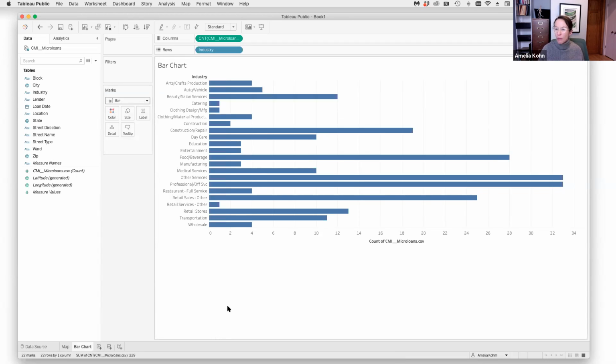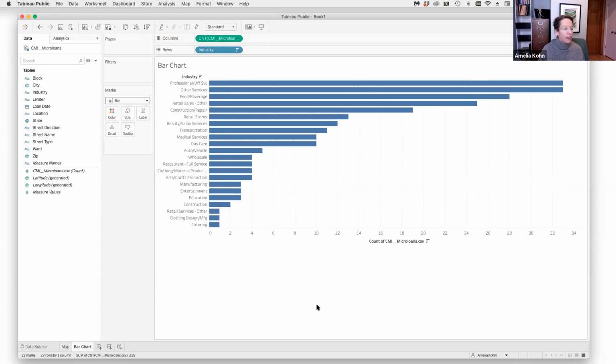And we talked about before about showing order. Well, these are out of order, right? Because the industries that had the most loans are right here in the middle. So Tableau has a little icon that you could automatically put your rows in descending order. So I'm going to click on that. So now they're in descending order.